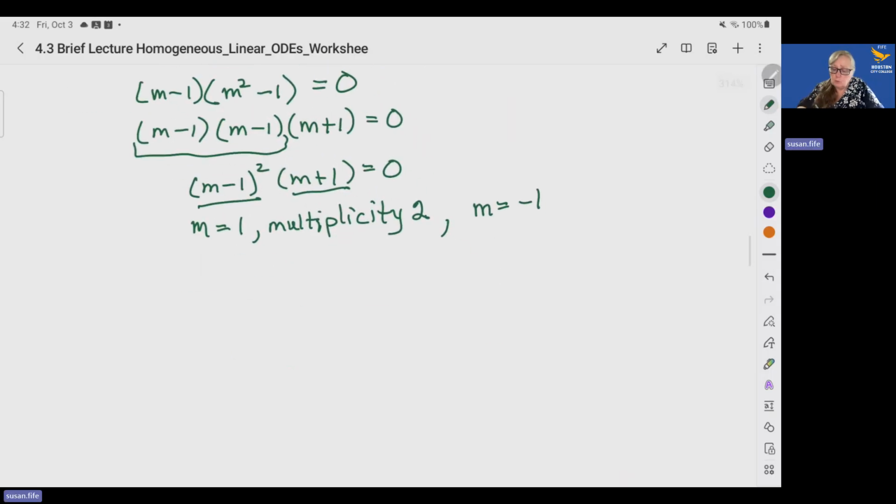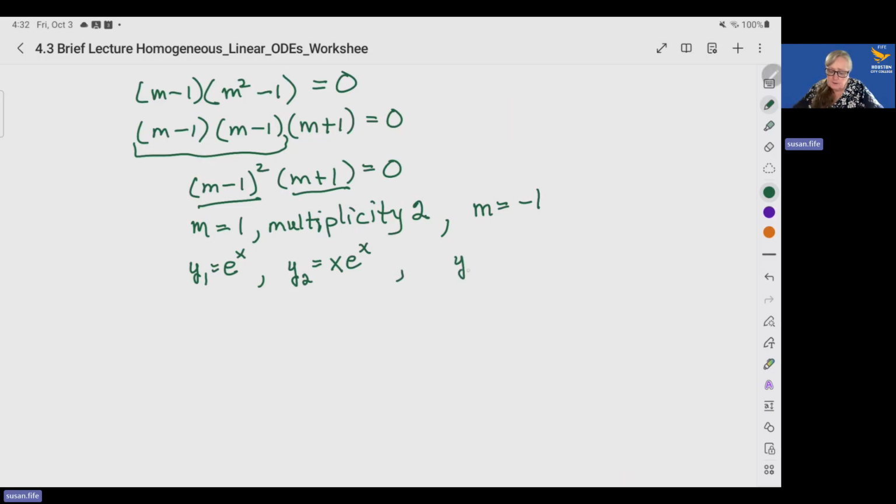So from the m equals 1, it's going to give me my first solution, e to the 1x, which is just e to the x. And then for the multiplicity 2, it's going to give me a second solution that takes that first solution and just multiplies it by x: x e to the x. If I had a multiplicity 3, then my y3 would be x squared e to the x, and so forth. You would just increase that power of x for each additional multiplicity.